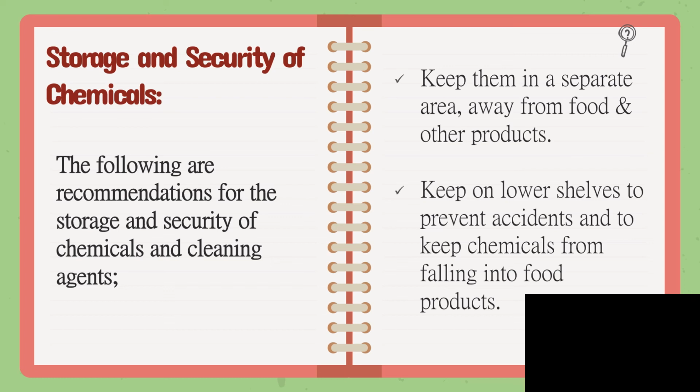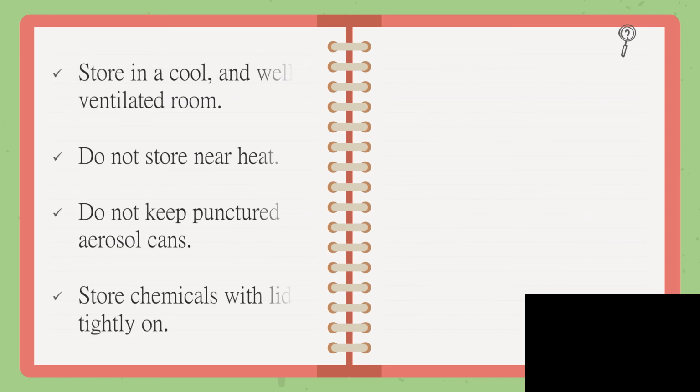Number 2, keep on lower shelves to prevent accidents and to keep chemicals from falling into foods. So, ilagay sa ilalim ng cabinet or sa separate cabinet na lang yung mga chemicals. And then number 3, store in a cool and well-ventilated room. So, wag daw natin siya ilalagay sa sobrang init.